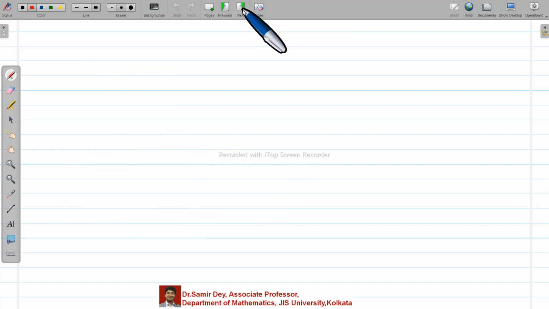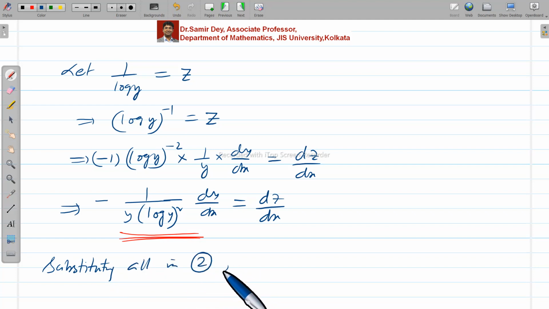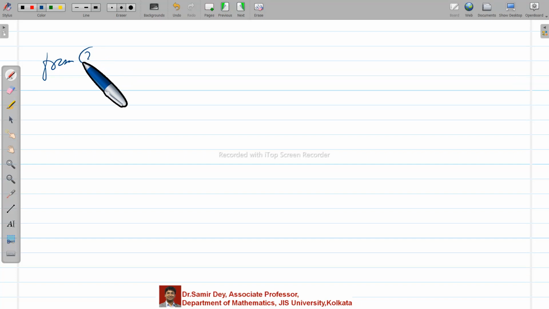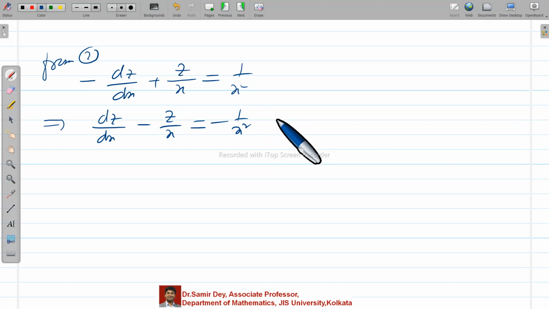Okay, let me move to the next slide. So you may write: substituting all in 2, we get minus dz by dx minus dz by dx plus z by x is equal to 1 by x square. Next you may write dz by dx minus z by x is equal to minus 1 by x square. This is number 4.